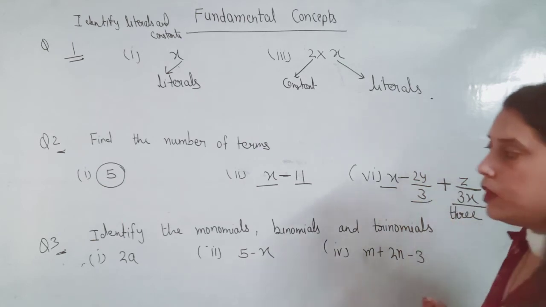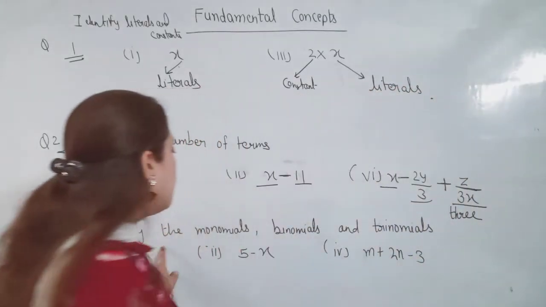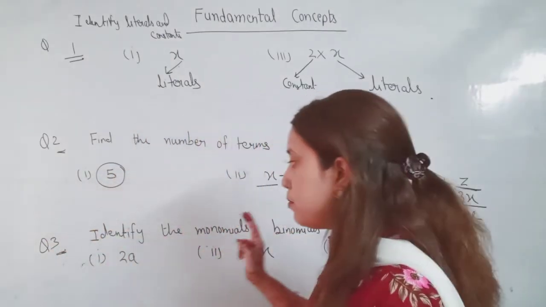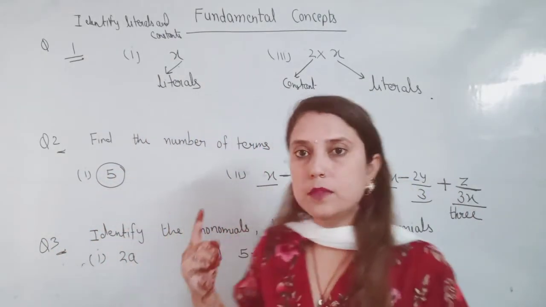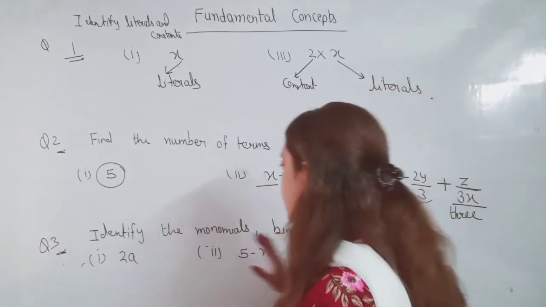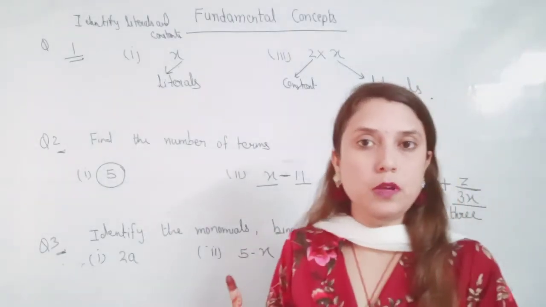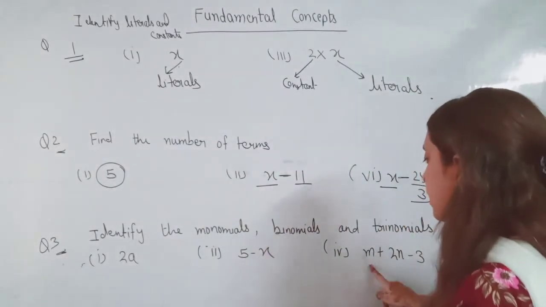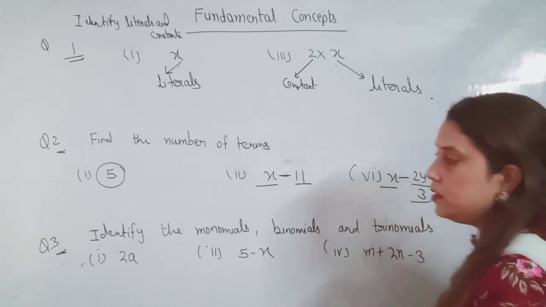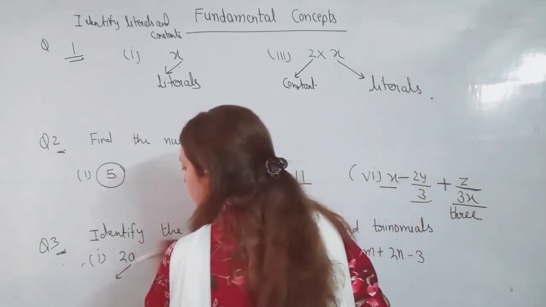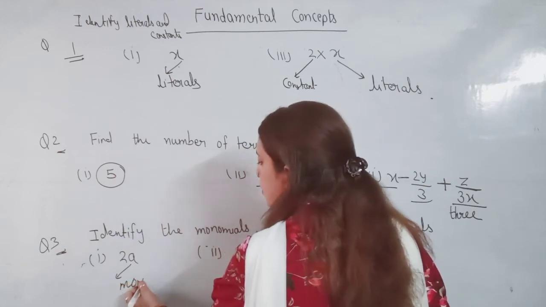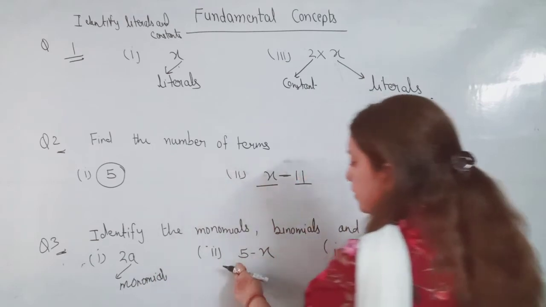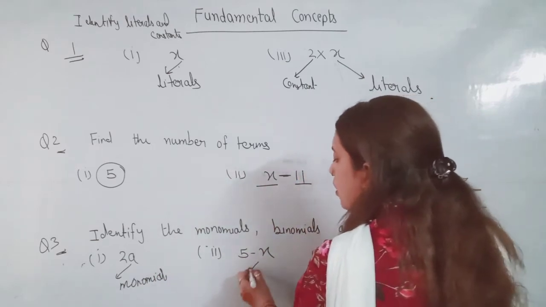Now question number 3, identify the monomial, binomial and trinomial. If in the given expression there is only 1 term, that is called monomial. If there are only 2 terms in the polynomial, that is called binomial. And if there are 3 terms, that is called trinomial. So in the first part there is only 1 term, so this is a monomial. And in the second part there are 2 terms, so this is called a binomial.